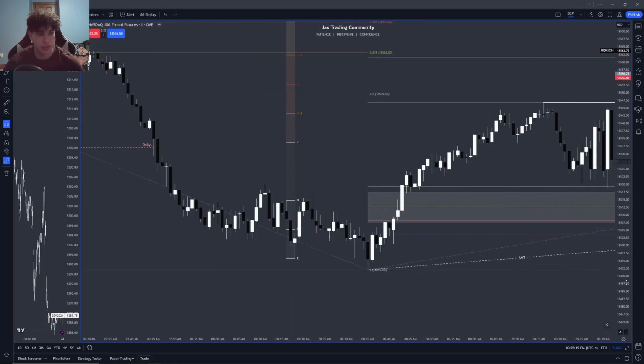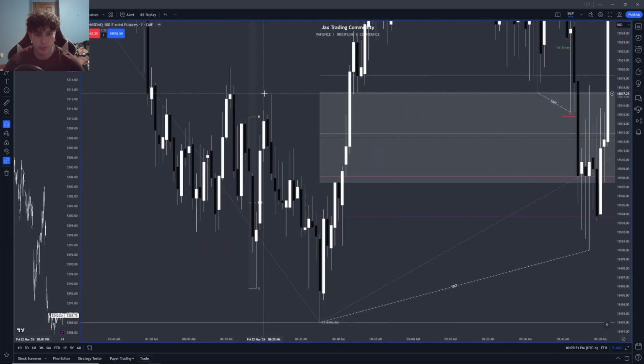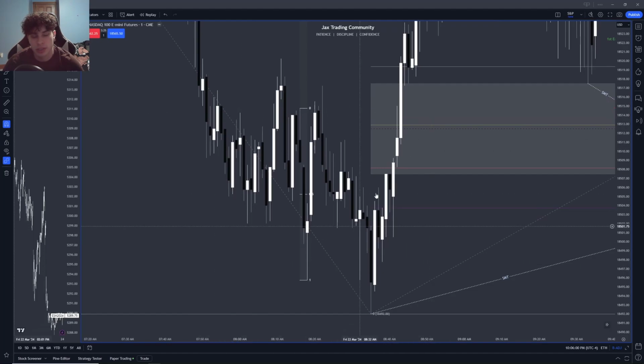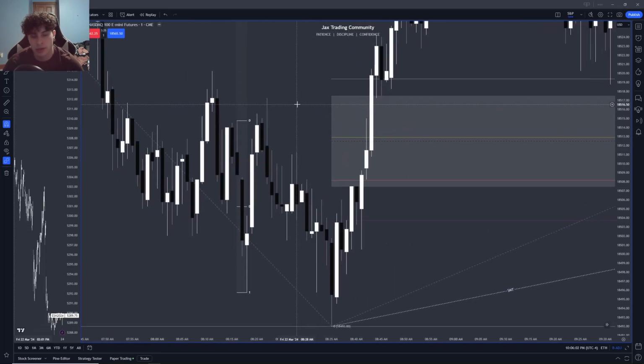And the reason I drew this out is because looking at this, you want to identify your last manipulation leg. And a manipulation leg is usually, especially if there's consolidation like this, made up of the bigger candles down that sweep lows.